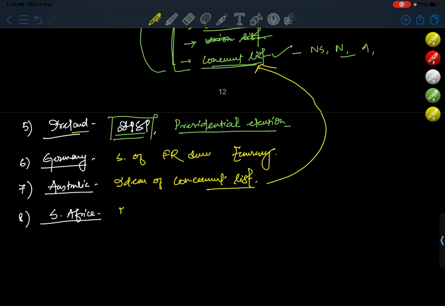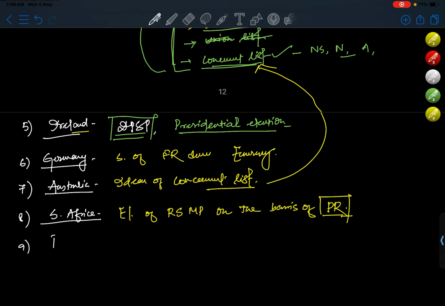From South Africa, election of Rajya Sabha MPs on the basis of proportional representation. Now, what is proportional representation? For the combined exam, you don't have to know, at least for the prelims. For the mains, you may know, so I will not explain here. It is a concept of voting. If you are keen to know, just Google it.